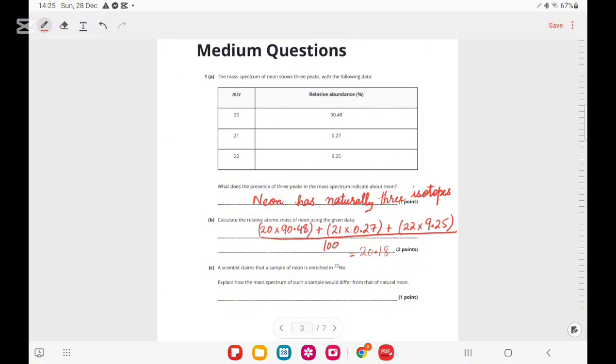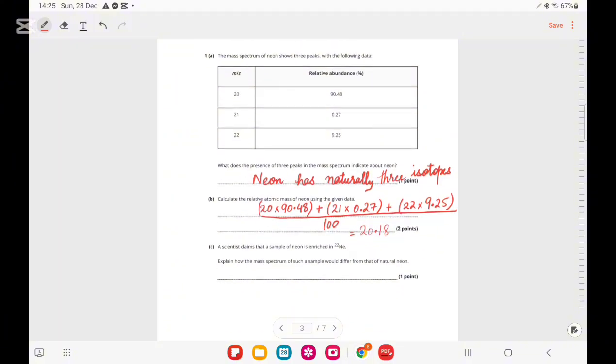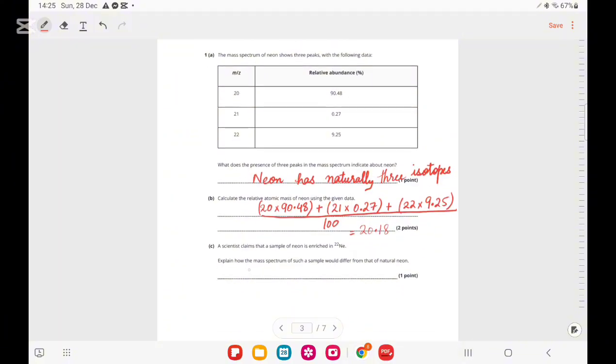A scientist claims that a sample of neon is enriched in Ne-22. Explain how the mass spectrum of such a sample would differ from that of natural neon. If we draw the mass spectrum, we will see that the relative abundance of Ne-22 increased significantly.